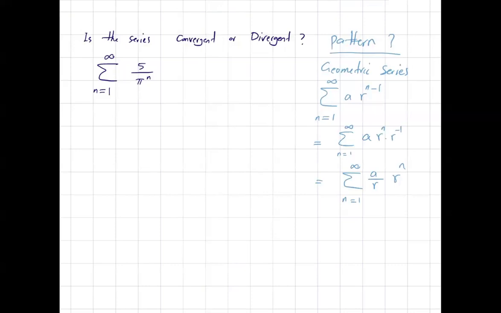And remind yourself, if the ratio r has the following property, the absolute value of r is less than 1, or your r is bounded between negative 1 and 1, then this series is convergent to a divided by 1 minus r. So do we recognize a pattern like this or not? Take a look. I tried to rewrite this series.